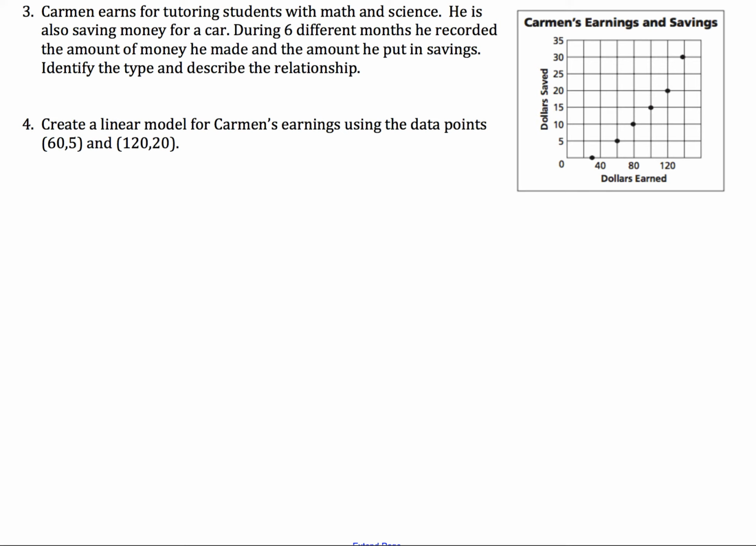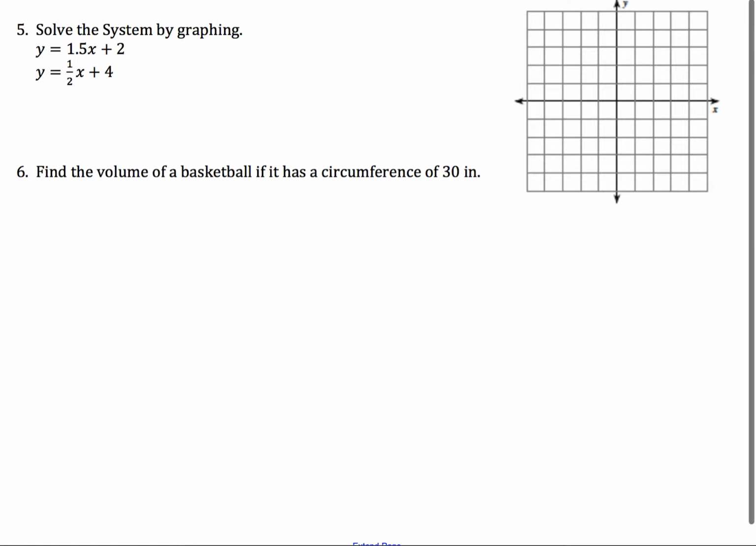Number 2, we've got a scatter plot question. Number 4, or that's number 3. Number 4, you're going to make the linear model for that scatter plot. Number 5, solve the system by graphing. You'll just graph both of those. Number 6, find the volume of a basketball. Remember, a basketball is a sphere. That's V equals 4/3 pi r cubed.